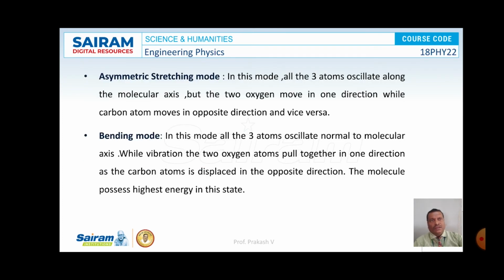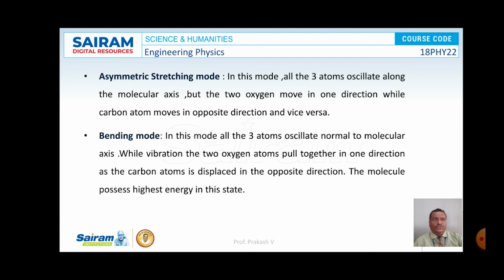And in asymmetric stretching mode, all the 3 atoms oscillate along the molecular axis, but the 2 oxygen atoms move in one direction while the carbon atom moves in the opposite direction. Whereas in bending mode, the 3 atoms oscillate normal to the molecular axis; while vibrating, the 2 oxygen atoms pull together in one direction as the carbon atom is displaced in the opposite direction. The molecule possesses highest energy in this state.